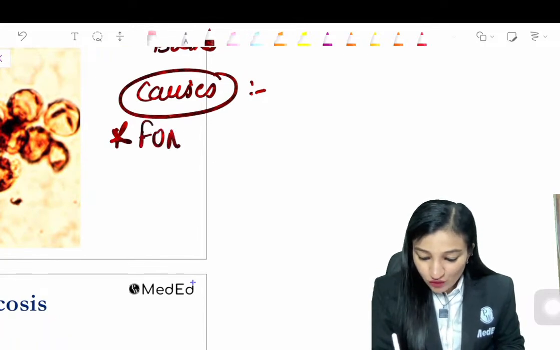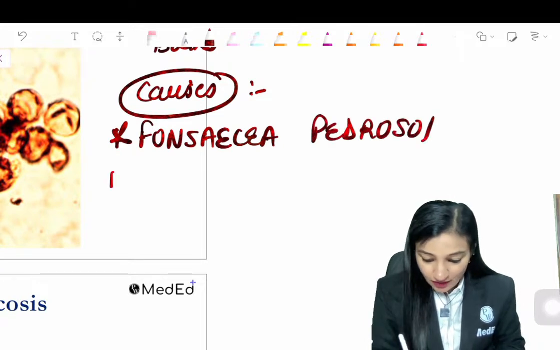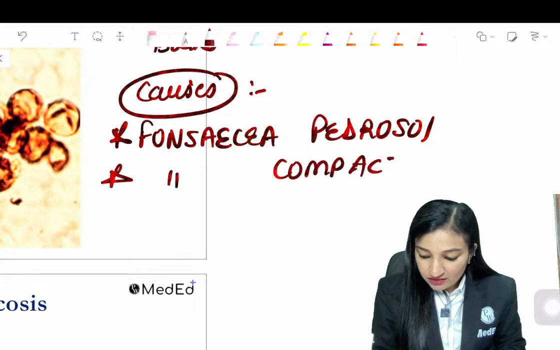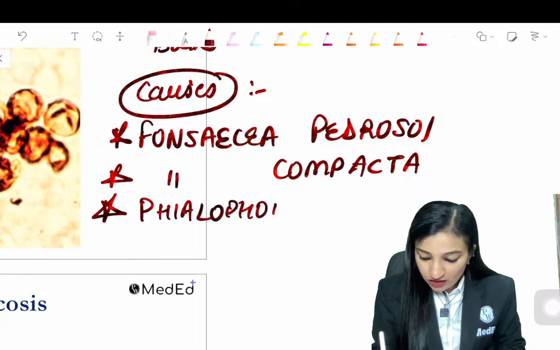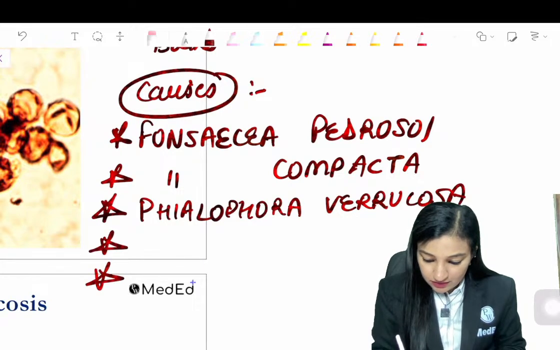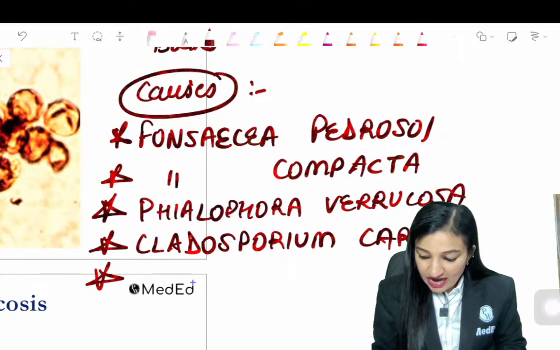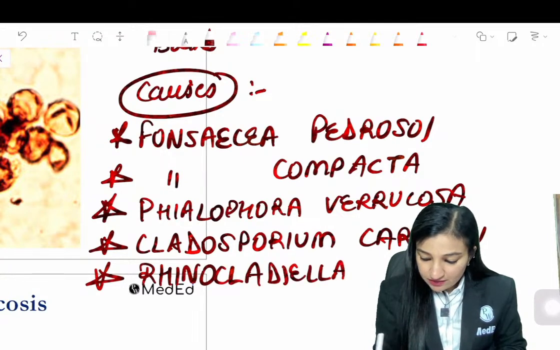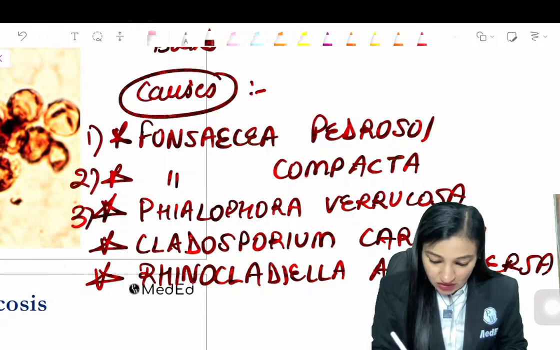Okay, so the causes are Fonsecaea pedrosoi. Then Fonsecaea compacta. Then Phialophora verrucosa, Cladosporium carrionii, and Rhinocladiella aquaspersa. So 1, 2, 3, 4, 5.